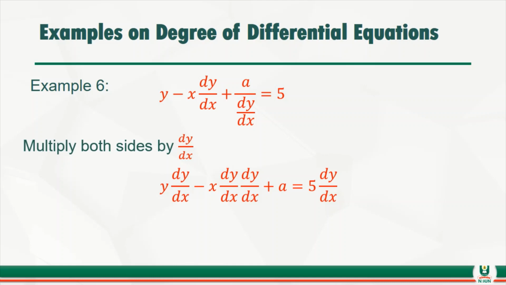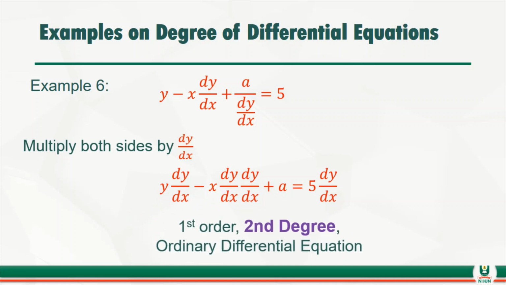We can multiply both sides by dy/dx, so that there will not be anything raised to power minus 1 again. By the time you multiply both sides by dy/dx, y will now be a multiplier of dy/dx, dy/dx will multiply dy/dx, and by the time you multiply a over dy/dx by dy/dx, the denominator will go, then it will remain a, then we have 5 dy/dx. So we've been able to remove that.